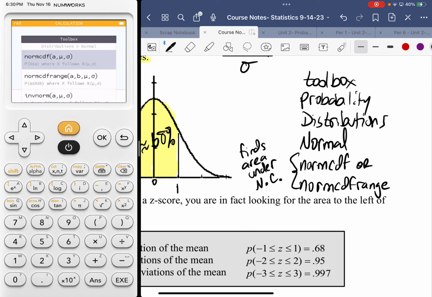All right. Normal curve, so it'll work with any normal curve. So meaning the mean and standard deviation are anything, or the standard normal curve where the mean and standard deviation are 0 and 1 respectively. All right. That's why it asks for the parameters.